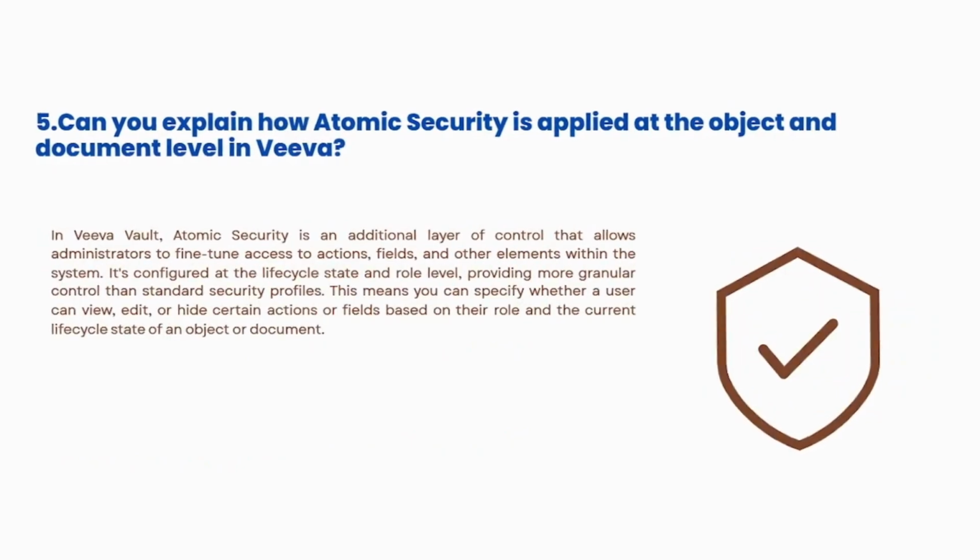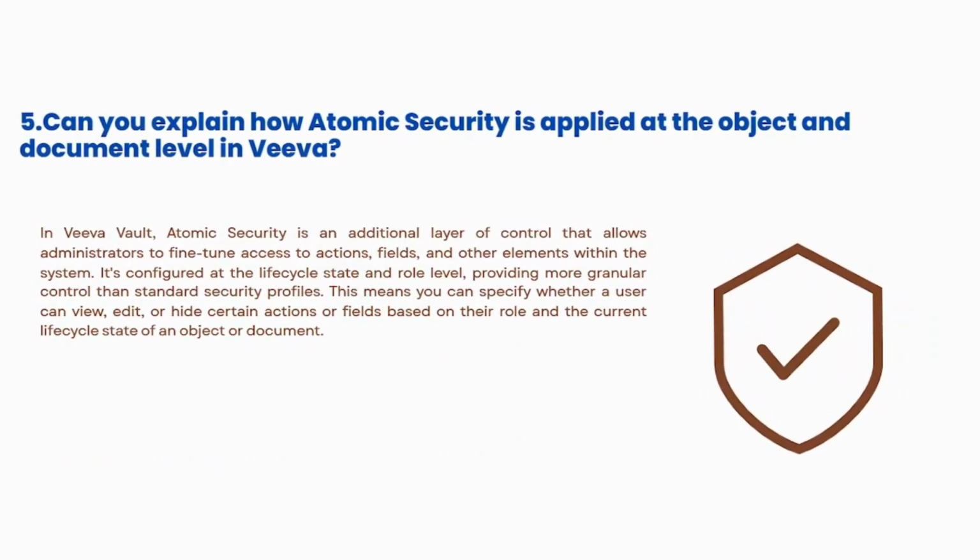Now the question number five, they might ask you to explain how atomic security is applied at the object and document level in Veeva. When I'm talking about atomic security, you need to think of an additional, granular level of control. So an additional layer of control that allows administrators to fine-tune access to actions, fields, or other elements. So what kind of actions are they talking about? Users can view, edit, or hide certain actions or fields based on their role. How you provide that access through atomic security.